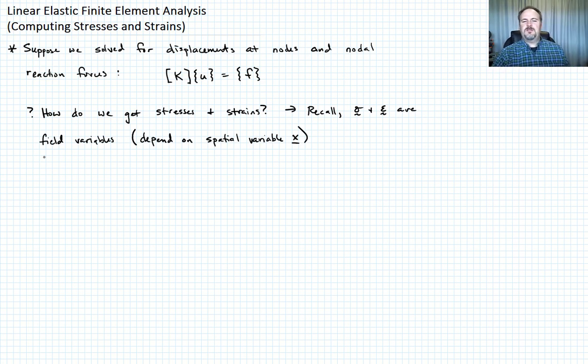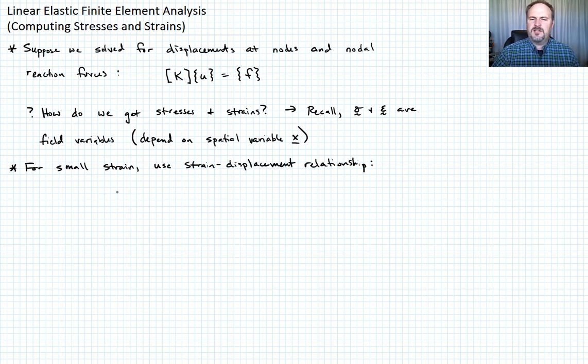Okay, so let's begin by saying that we're going to use the small strain displacement relationship. For small strain, we're going to use the strain displacement relationship as follows. That relationship looked like epsilon ij equals 1/2 times (u i comma j plus u j comma i). We'll call that equation 1.